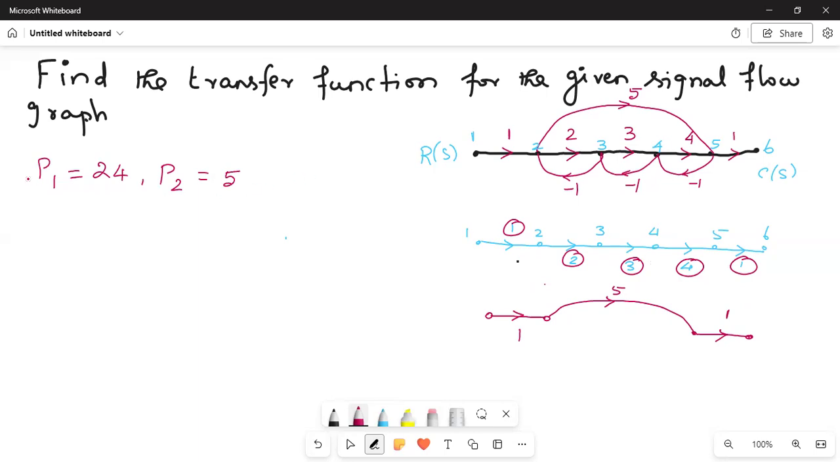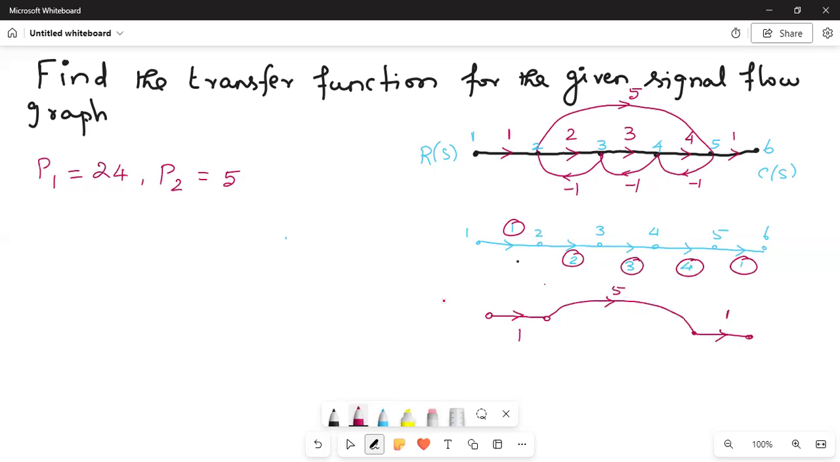Then next we have calculated the forward path gains, the P1 and P2 values. Clear? This is step number 1. Then step number 2. What is step number 2? We have to find out the individual loops. How many individual loops are present in the given signal flow graph.